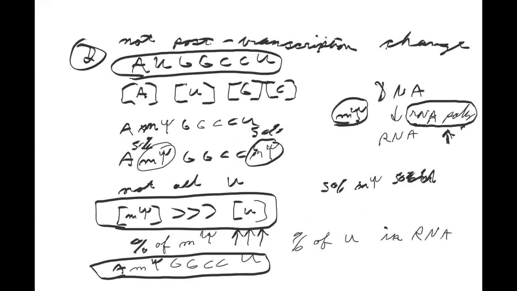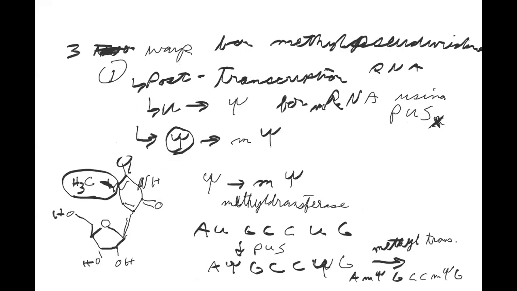We're talking about methyltransferase now. There are really three ways. The first way is more similar to what happens naturally in the cell, post-transcription. That means you have normal RNA without pseudo or methylated pseudo, and now you have to convert the uridine into pseudouridine, and then from the pseudouridine to the methylated pseudouridine. To convert the uridine to the pseudouridine, you're using PUS, and from pseudouridine to methylated pseudouridine, you're using the methyltransferase.